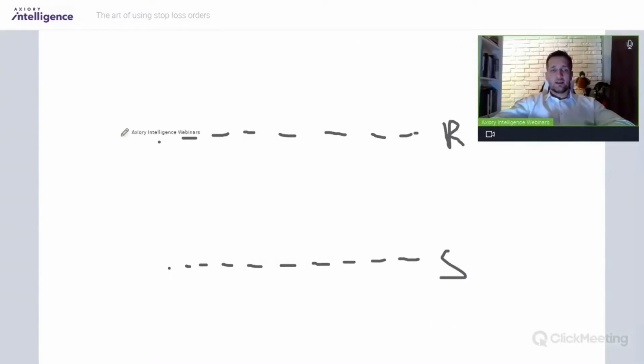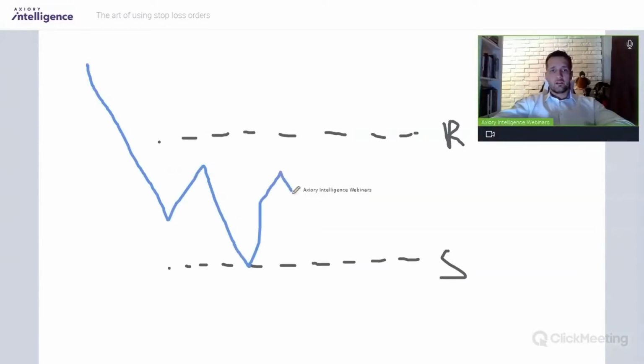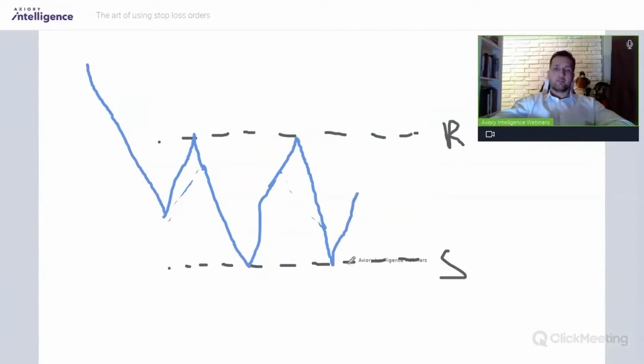Let's say price drops, creates an inverse head and shoulder formation. Oh, okay, like this. Let's go like this, and like this, and like this, and let's say like this. You buy here.